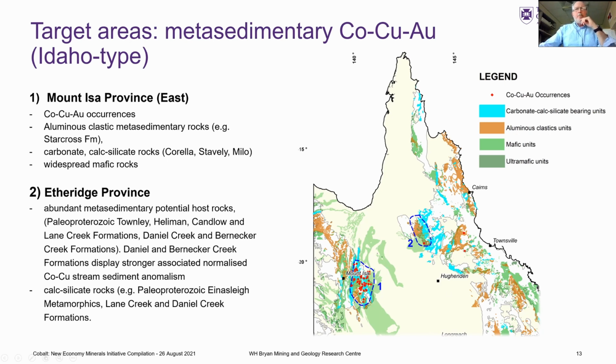Other places that came up were the Etheridge province, and you'll see here that you've got the carbonate calc-silicates in blue, the aluminous clastics in brown, and those mafic and ultramafic units as well. And there's actually one cobalt, copper, gold occurrence there. So that's another area that popped out.